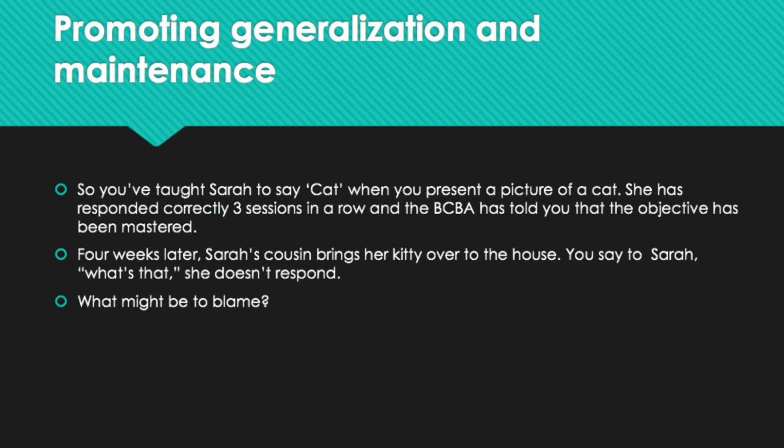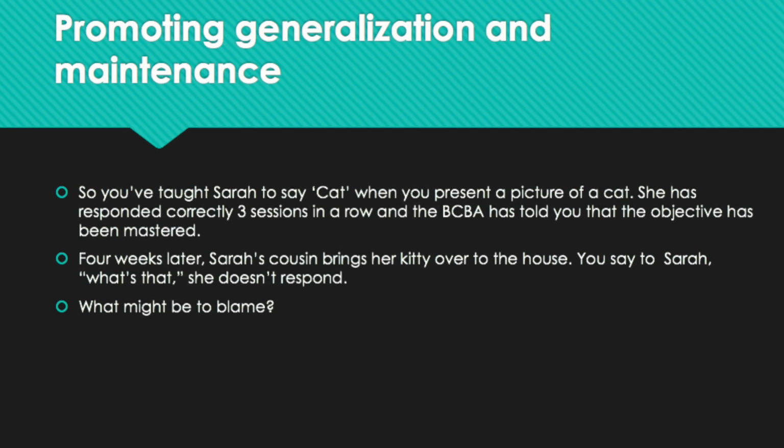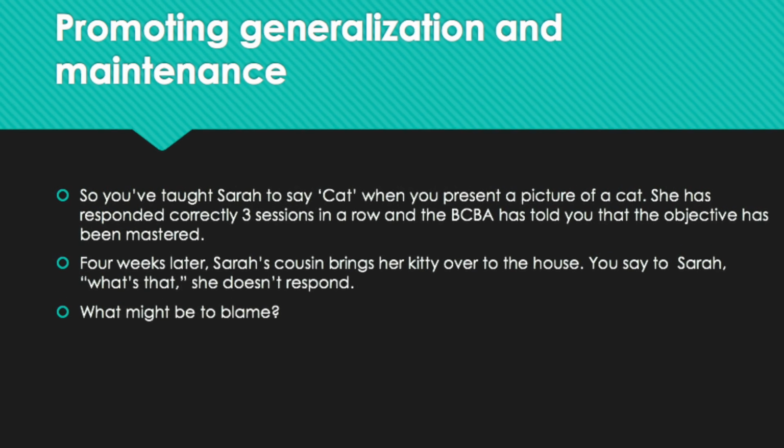So going into pretty much the last stuff of this is promoting generalization and maintenance. You really want to be teaching across different exemplars. If I teach a child, this is a cat, and I present a picture, don't just teach this one picture. Teach several different pictures. Use a stuffed animal cat. Use a real cat. Use a cartoon picture of a cat. Use Garfield the cat. They should know that all these things are cats.